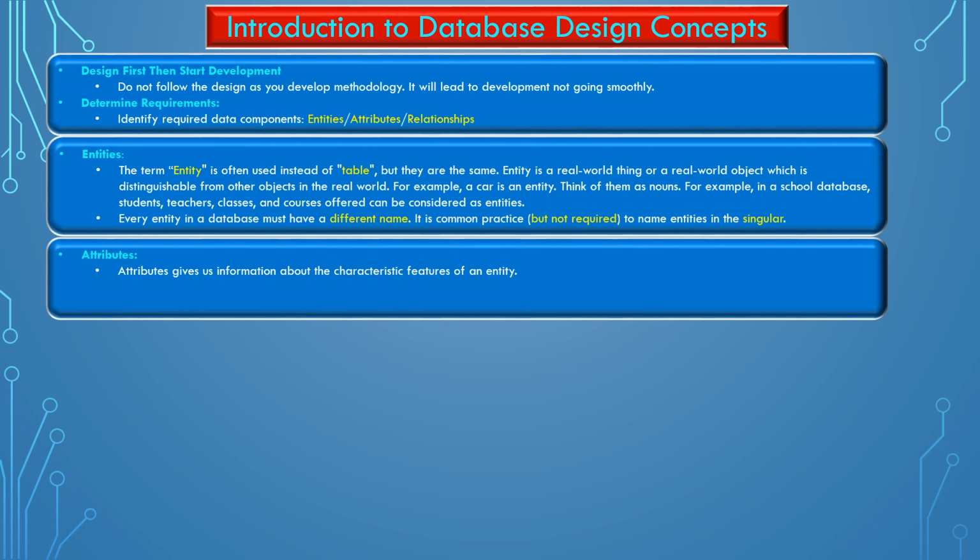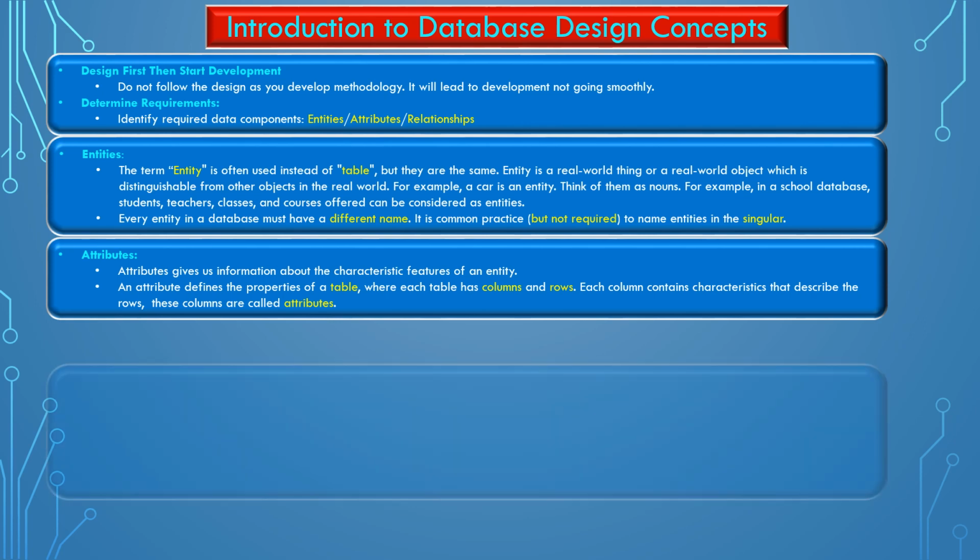Attributes give us information about the characteristic features of an entity. An attribute defines the properties of a table, where each table has columns and rows. Each column contains characteristics that describe the rows. These columns are called attributes.